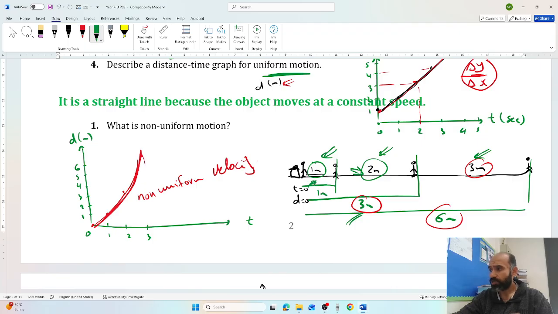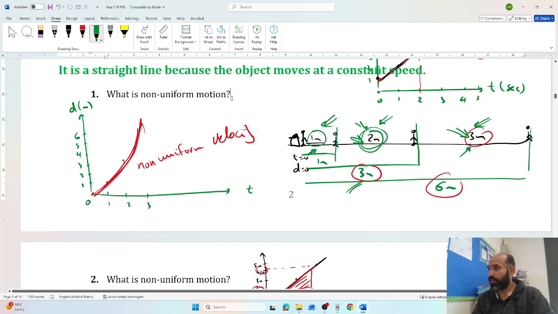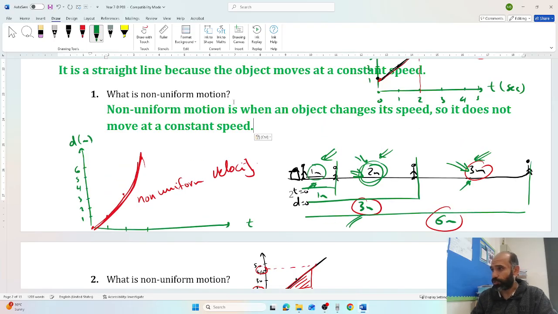In the first second, this object just covered 1 meter. But in the second, which is still a second, this object covered 2 meters. In the third second, which is also 1 second, this object covered 3 meters and so on. So this object is speeding up. This object is moving with non-uniform speed, and this speed is just increasing. So this is called accelerated motion, but this is an advanced topic.